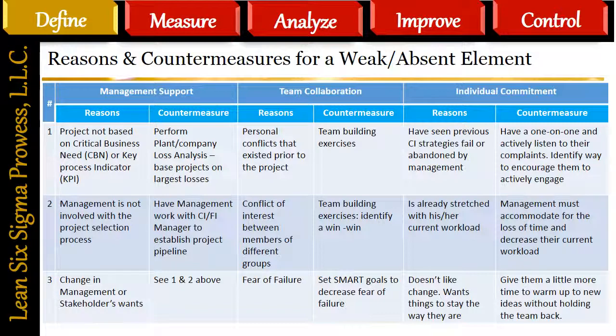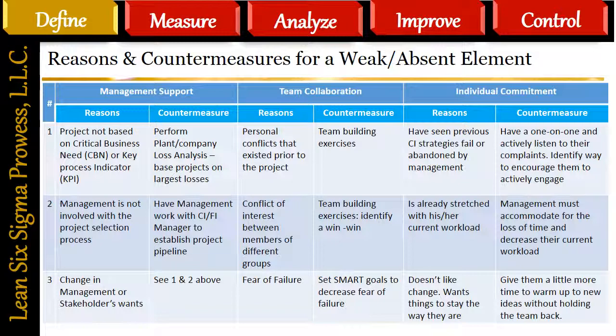Top 3 reasons for lack or absence of team collaboration. 1. Personal conflicts that existed prior to the project. Countermeasure: involve team members in team building exercises. 2. Conflict of interest between members of different groups. Countermeasure: again, encourage team building exercises that point towards a win-win situation. 3. Fear of failure. Countermeasure: use the loss analysis, and have the team identify SMART goals that they can realistically attain in the allotted amount of time.